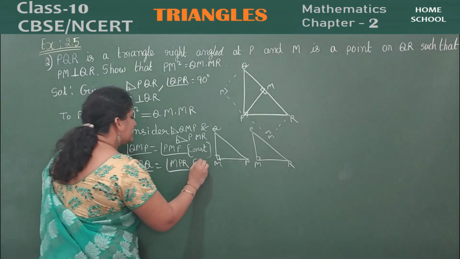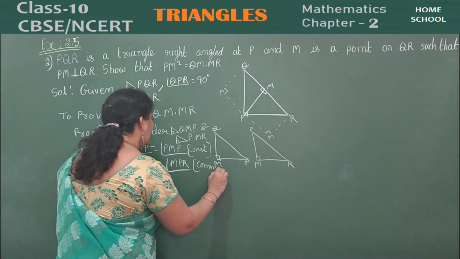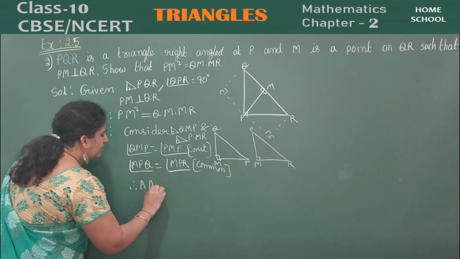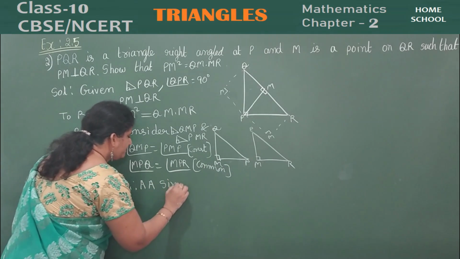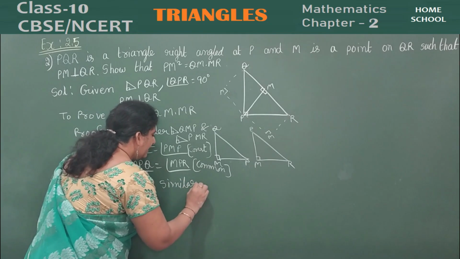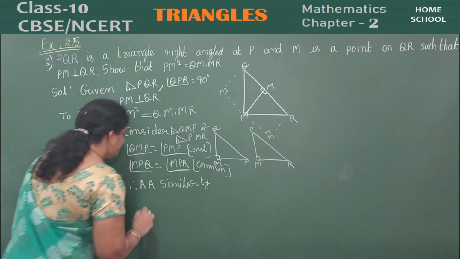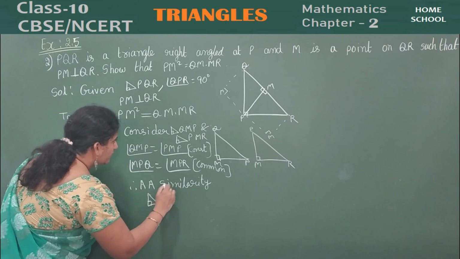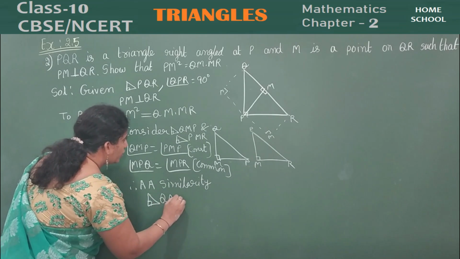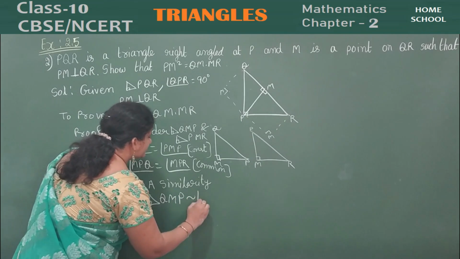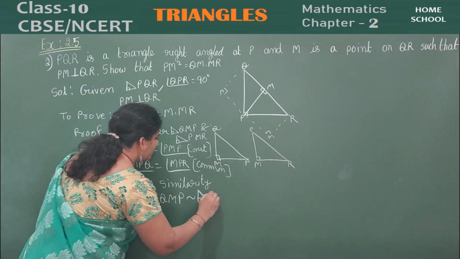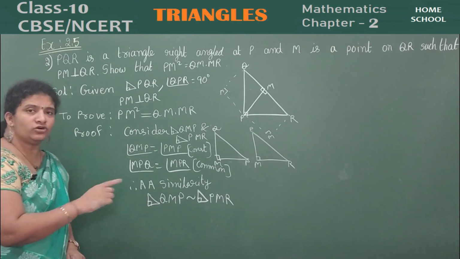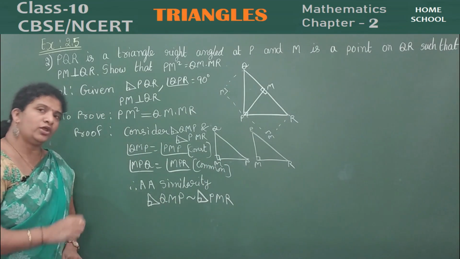So what is the reason? Common angle, right? Therefore, by angle similarity criteria, I say that the two right triangles. What are the two right triangles? Right triangle QMP is similar to right triangle PMR. If these two triangles are similar, what do you remember?